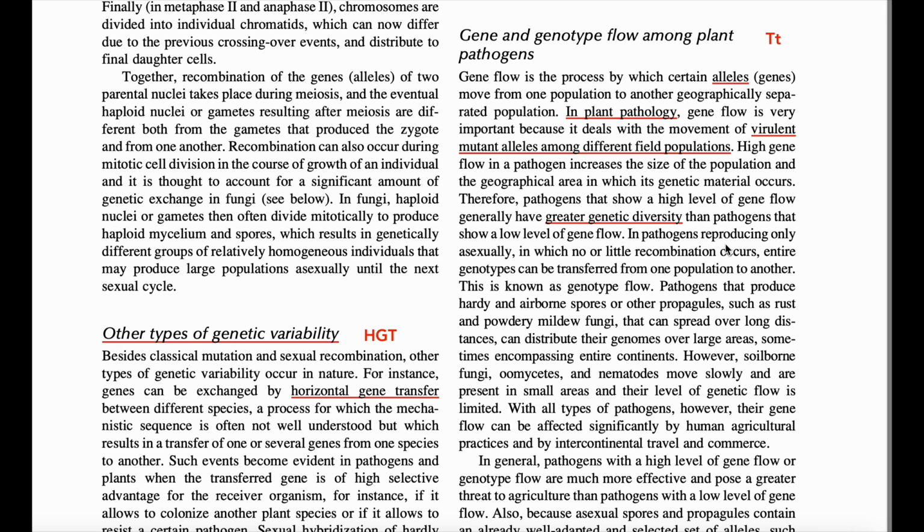Okay. Consider pathogens reproducing only asexually, in which little or no recombination occurs. Why? Because again we have discussed asexual reproduction, that is clonal reproduction, clone, a ditto copy. So there is very little or no recombination at all. The entire genotypes can be transferred from one population to another. This is known as genotype flow. Pathogens that produce abundant airborne spores or other propagules, such as rust and powdery mildew fungi, can spread over long distances and distribute their genomes over large areas, sometimes encompassing entire continents.